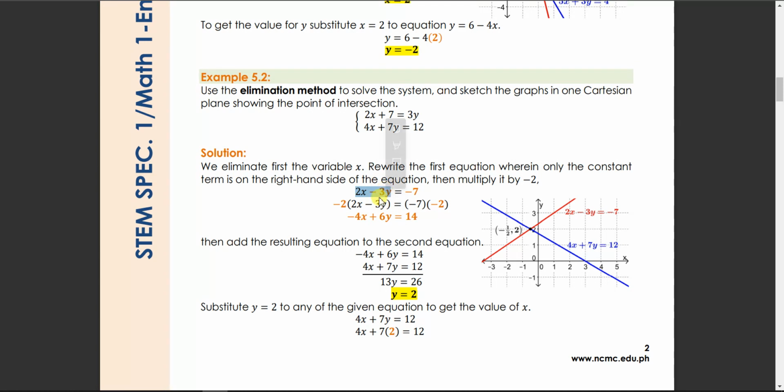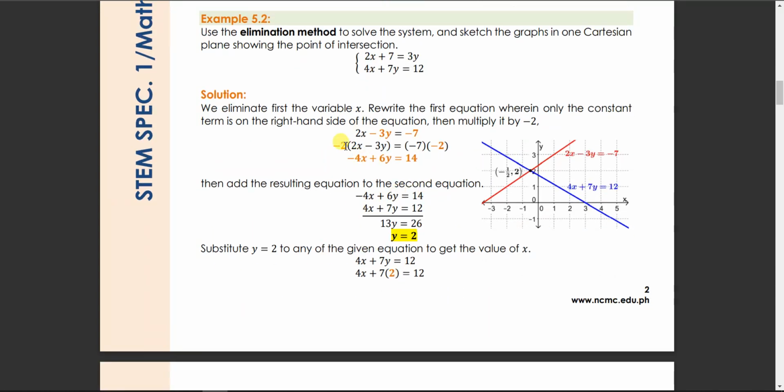After that, we are going to multiply both sides of our equation by negative 2. On the left side, we multiply it by negative 2. That's why I have negative 2 here. Then on the right side, we multiply by negative 2. So then we are going to distribute. Negative 2 times 2x is equal to negative 4x. Negative 2 times negative 3y is equal to positive 6y. The same, we have negative 7 times negative 2, that is equal to positive 14. Then we have this final equation for our given first equation.